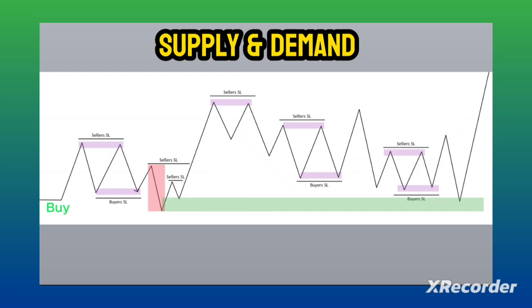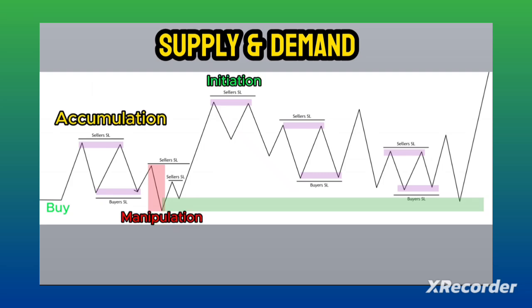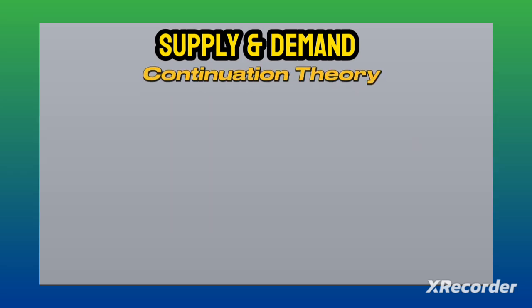So our goal is to identify these zones in which we can look for entry opportunities to buy or sell the market. So this is the basic supply and demand concept, where you usually have an accumulation, a manipulation, an initiation, then price comes back to mitigate the zone, then the market often goes into the macro direction. The next concept is the continuation supply and demand theory.